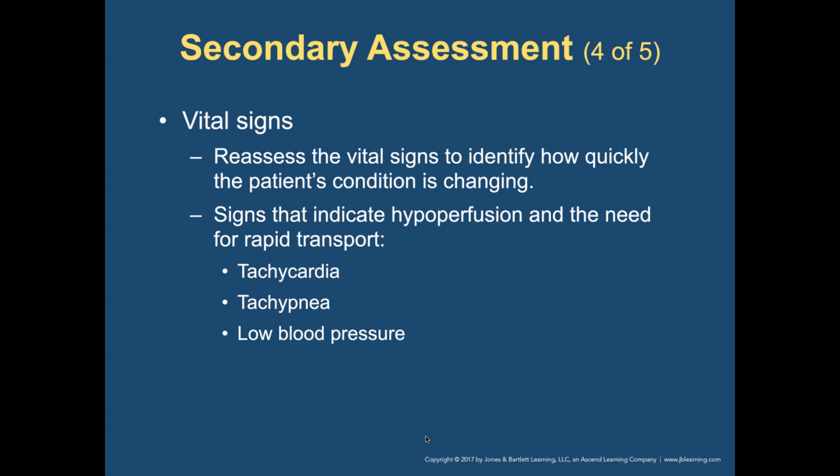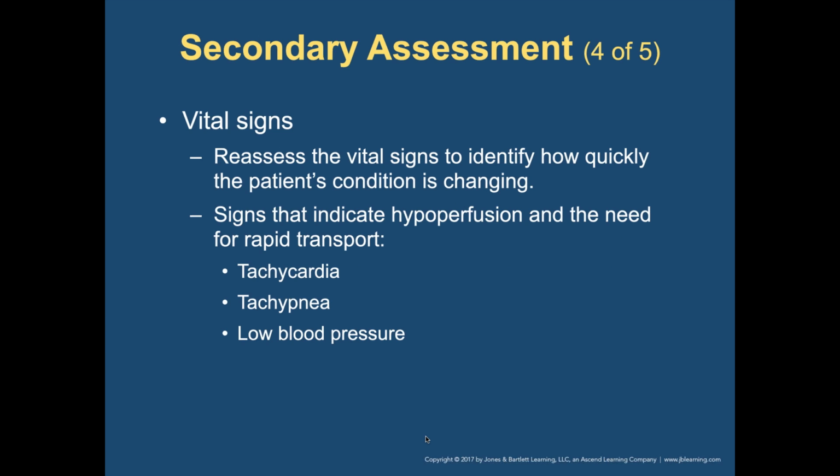Reassess the vital signs to identify how quickly the patient's condition is changing. Signs that indicate hypoperfusion, which is shock, and indicate the need for rapid transport: tachycardia, tachypnea, so fast heart rate, fast breathing, and low blood pressure. You're going to see the tachys before you see the low blood pressure. If you see tachys and low blood pressure, they're not going to last much longer. They're probably going to crash on you soon.